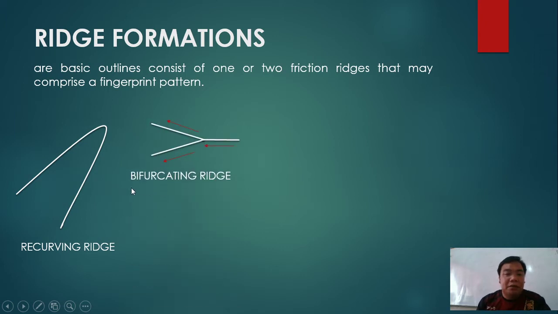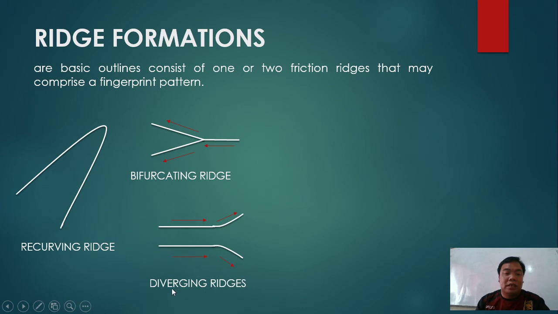Second, we have the bifurcating ridge. Take note that a bifurcating ridge is comprised of a single ridge that splits into two, forking or separating from the single ridge. It runs and then it bifurcates. It splits into two and forms a Y shape. So this is our bifurcating ridge.